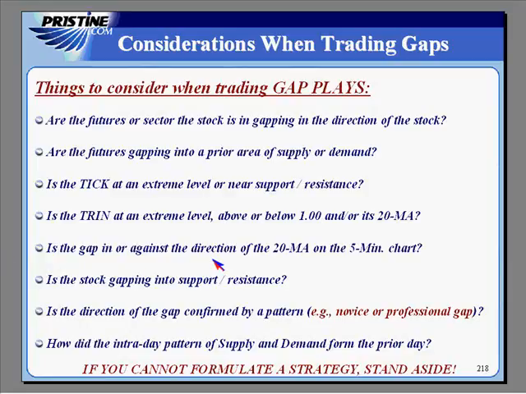And the same thing with the stock. When we say is it gapping in the direction of the 20 MA or against it, we're looking at where this gap is in relation to the existing trend on the 5-minute time frame. Then looking at the stock, is it gapping to support or resistance? And the gap, is it a novice or professional gap?